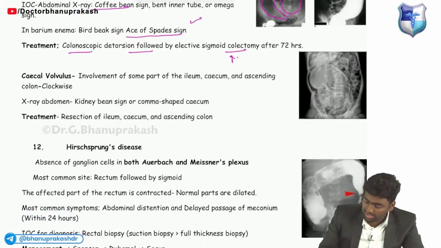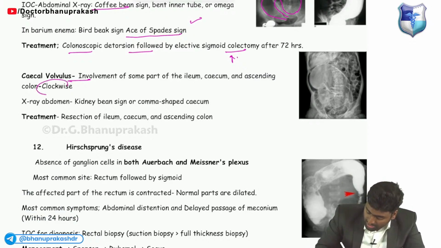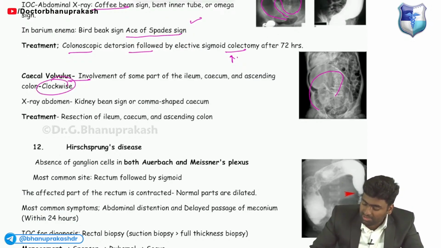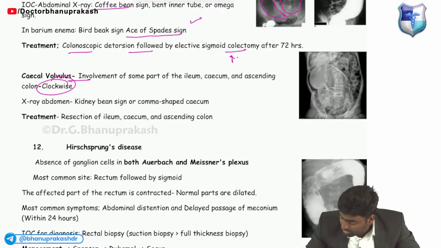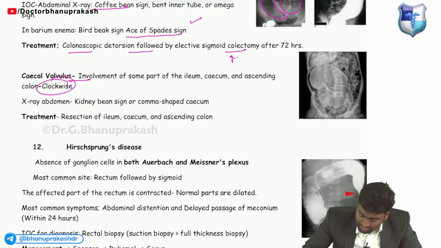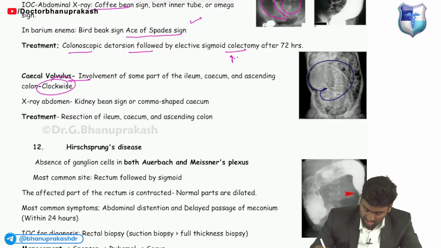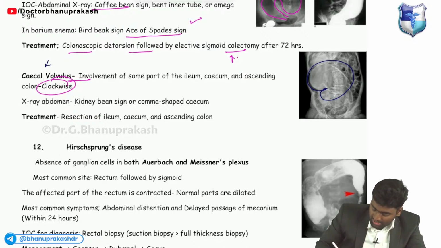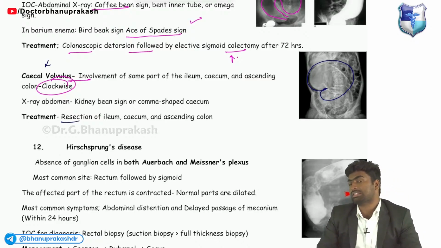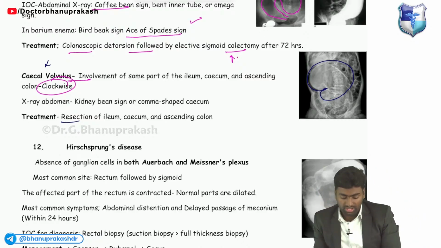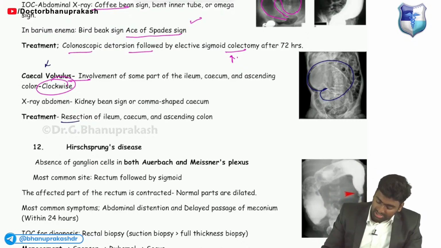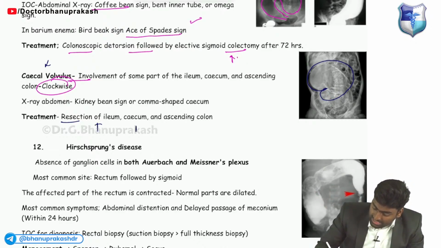Fine. Next, cecal volvulus is mostly clockwise in nature and has the feature of a kidney. So remember, here you can see the classical kidney sign. This is seen in a case of cecal volvulus. The treatment is not detorsion, because colonoscopically it will be difficult to reach the cecum level. So what we'll do is resection at the level of ileum, cecum, and ascending colon.